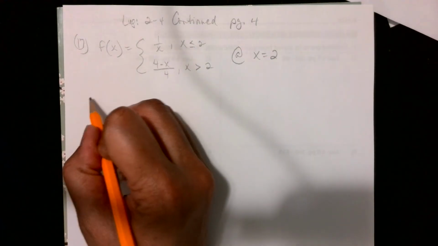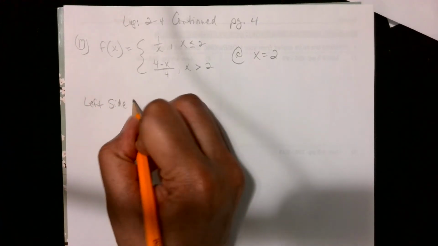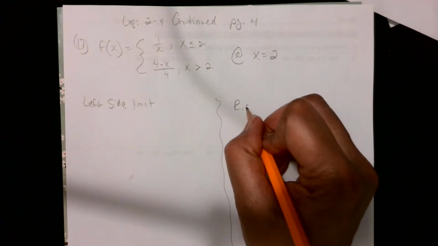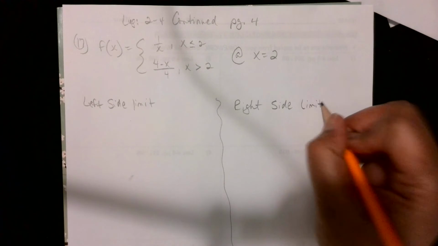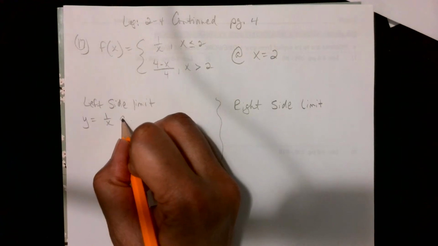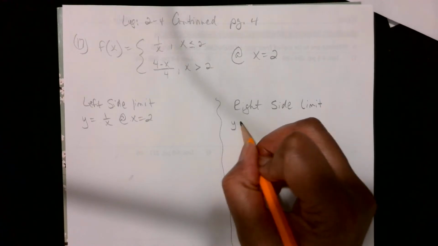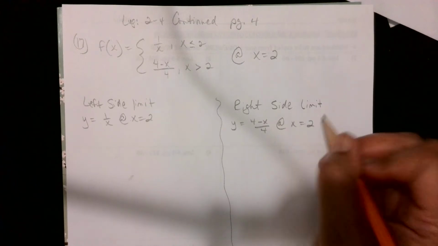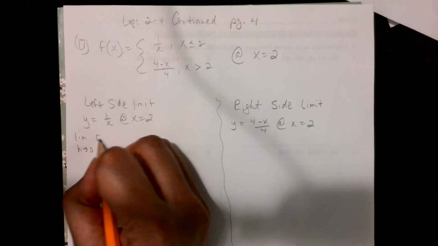All right, so left side limit, right side limit. All right, so the left side is y equals 1 over x at x equals 2, and the right side is y equals 4 minus x over 4 at x equals 2. So let's do the left first. So we have the limit as h approaches 0. Write the formula.